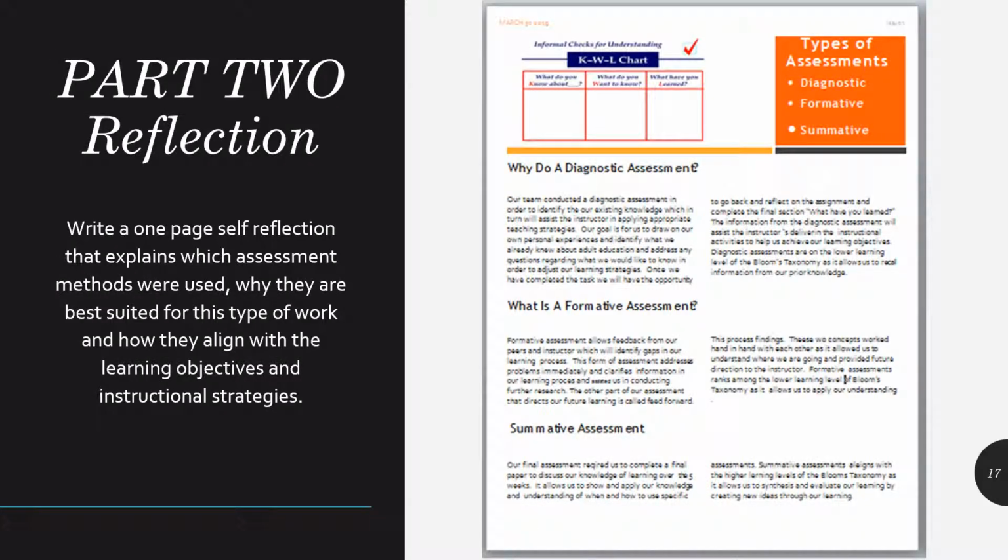Now that you completed part 1 of the assignment, complete part 2, reflection. Write a 1-page self-reflection that explains which assessment methods were used, why they are best suited for this type of work, and how they align with the learning objectives and instructional strategy. Explain your decision behind your 3 assessments.